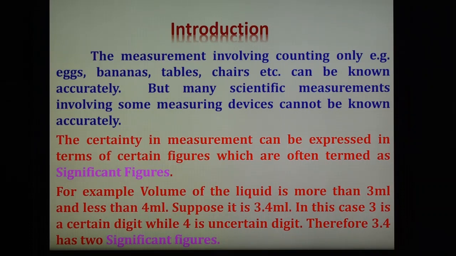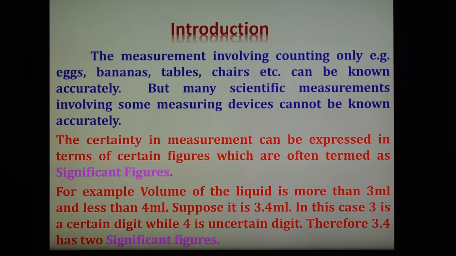In order to understand the implication of the term significant figure, let us assume that we want to measure the volume of a liquid with a graduated cylinder. It is observed that the volume of the liquid is more than 3 ml and less than 4 ml, so it lies between 3 and 4 ml. We can guess that it is about 0.4 ml between the 3 and 4 marks. Therefore, it may be reported as 3.4 ml. In this case, 3 is a certain digit and 4 is an uncertain digit. Therefore, the number 3.4 has two significant figures.